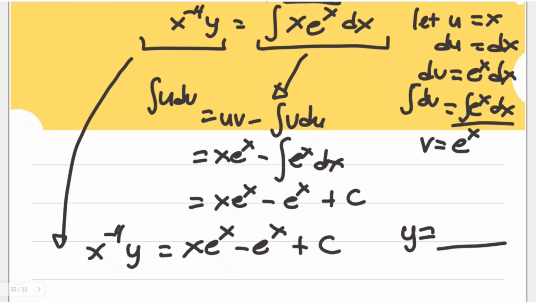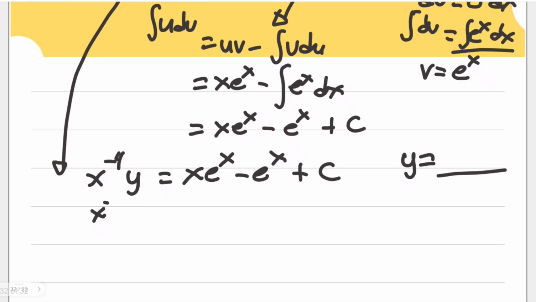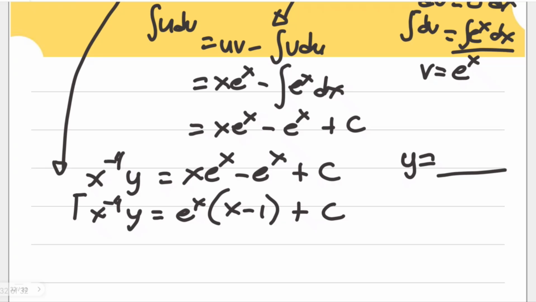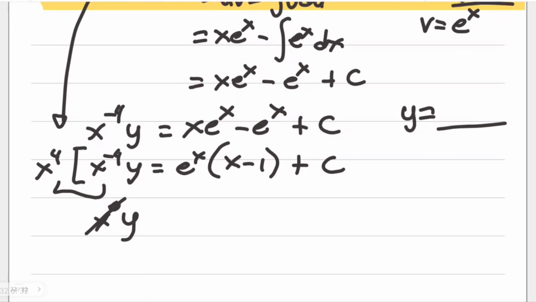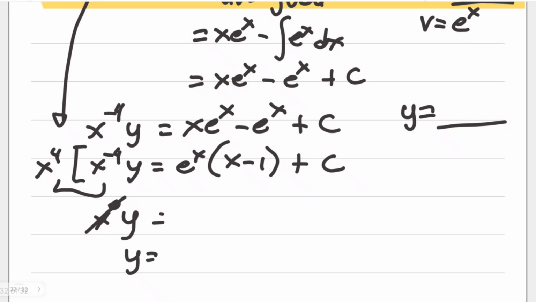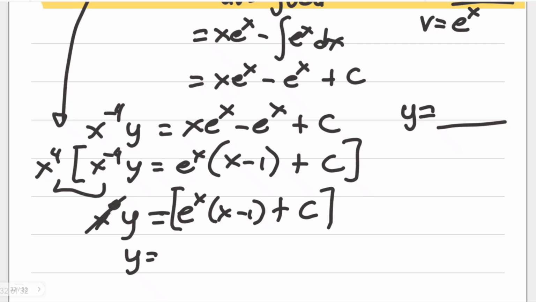Now, to complete this, we would like a solution in terms of y: y is equal to something. So let's continue with another step here. Let's factor out e to the power of x, so you have e to the power of x times x minus 1, plus c. Now it's easier for us to multiply both sides by x to the power of 4. Why x to the power of 4? Because once we multiply that, we get x to the power of 0 times y, which is just equal to 1y.